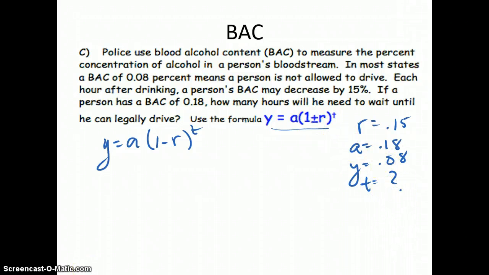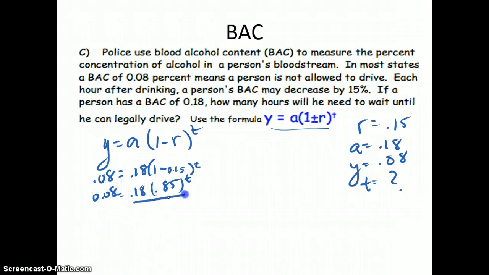So I'm going to take these and plug them in. The first thing I'm going to do is simplify what's in the parentheses. It's 0.85, and that's to the T. 0.18 stays the same. Now I want to divide both sides by 0.18.